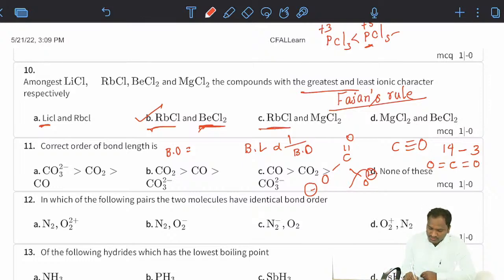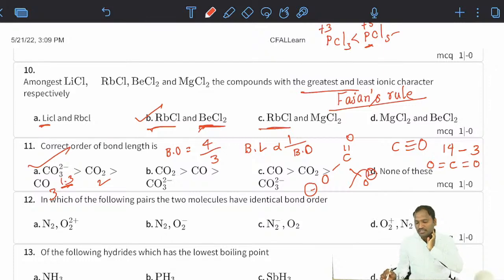Total number of bonds, divided by the total number of resonating structures. Around 1.3 you will get. So the CO bond order is 3, the CO2 bond order is 2, and this one is 1.3. So here the bond order is less, so the bond length is more.